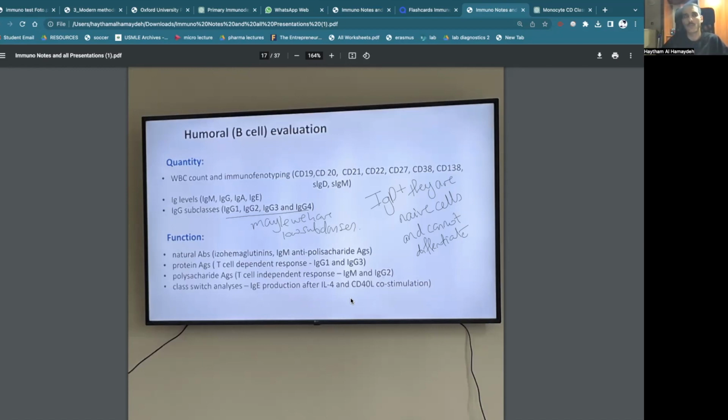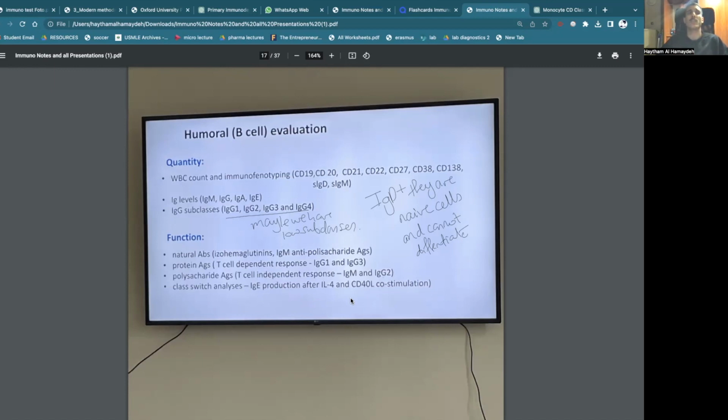And so there are 4 ways to do this, and just memorize what's written here. They're just basically tests that help you know whether these cells produce antibodies or not. And so first one is natural antibodies, and the tests are isohemagglutinin and IgM antipolysaccharide antigens. These are things that can maybe provoke the activations of B cells and help them produce antibodies.